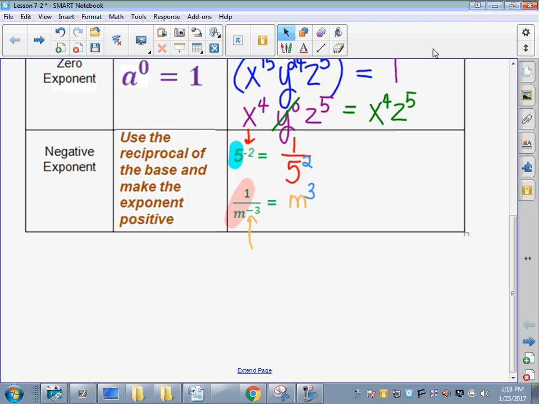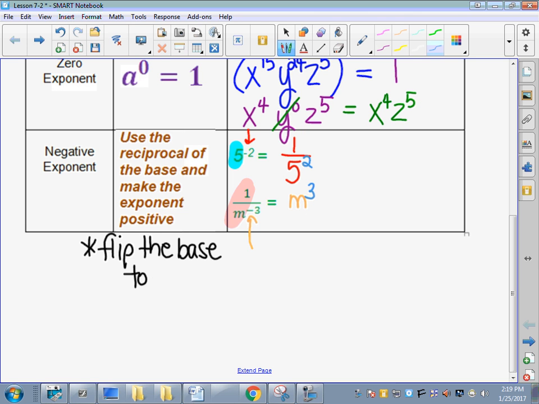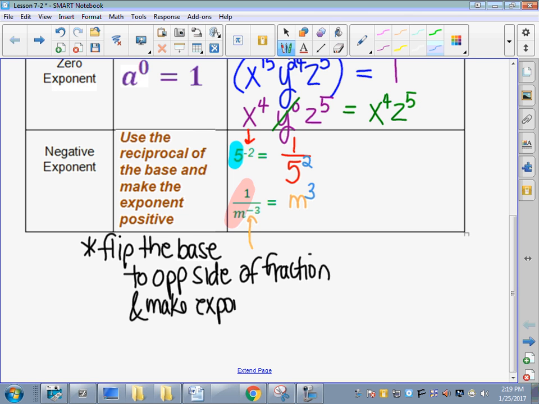So you use the reciprocal, or some people it makes more sense if you say that you flip the base to the opposite side of the fraction and make the exponent positive. You're not allowed to make the exponent positive until you flipped or used the reciprocal. So whichever one makes more sense for you. They're really just a different way of saying the same thing.